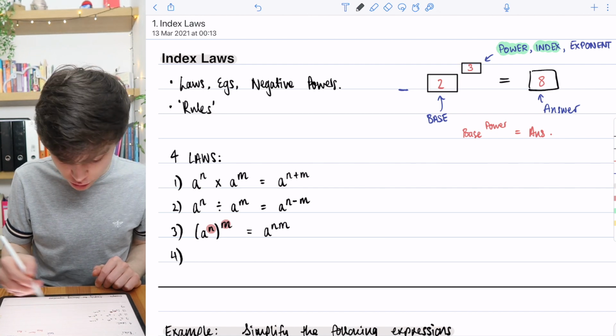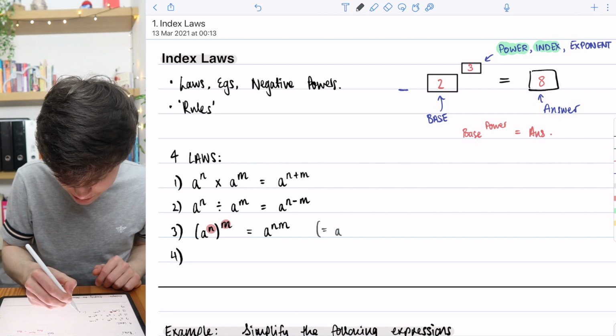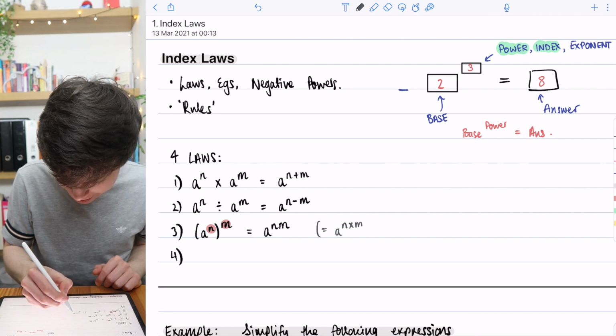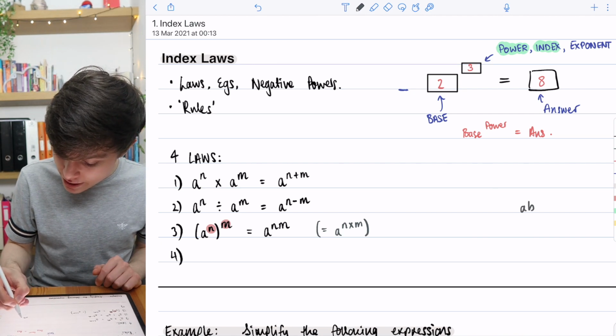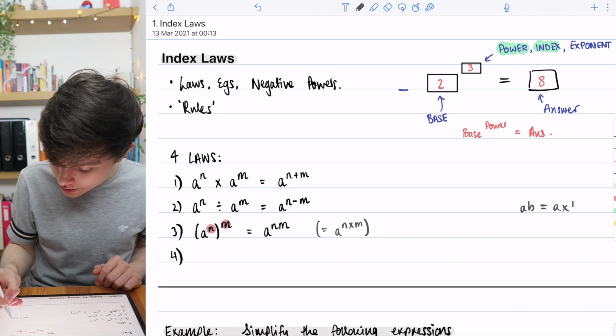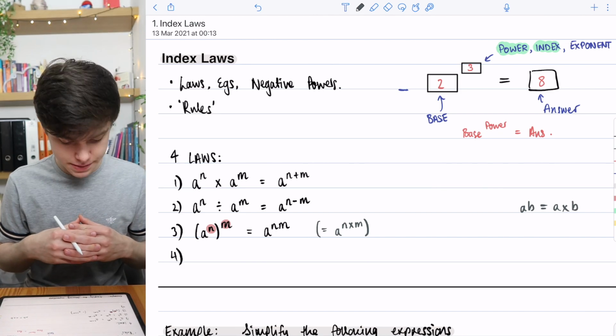And remember, I'll put that in grey. That's actually equal to a to the n times m. If you remember from GCSE, ab is the same as a times b. We just don't bother writing down the times.